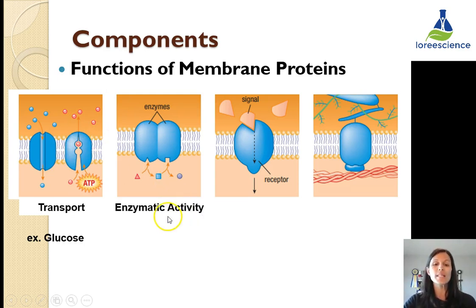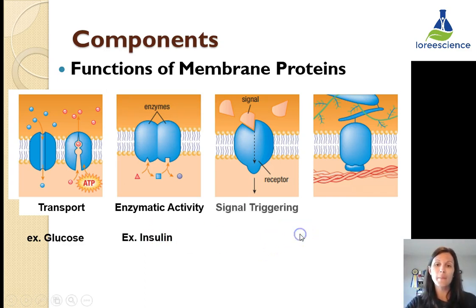The next major role is enzymatic activity. Proteins can be embedded in the membrane and actually act as an enzyme and catalyze reactions inside the cell. So the enzyme is always in that location of some membrane, substrates bind to the active site, and will cause a catalyzed reaction. A common example of this: insulin uses membrane proteins to catalyze their reactions.